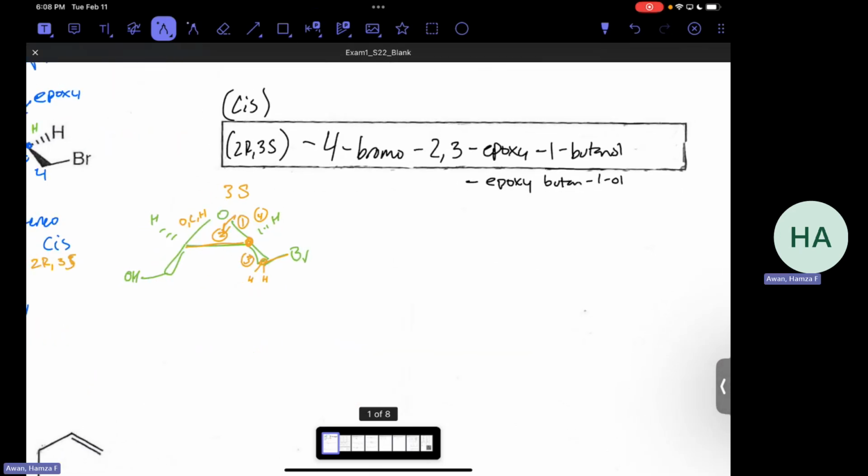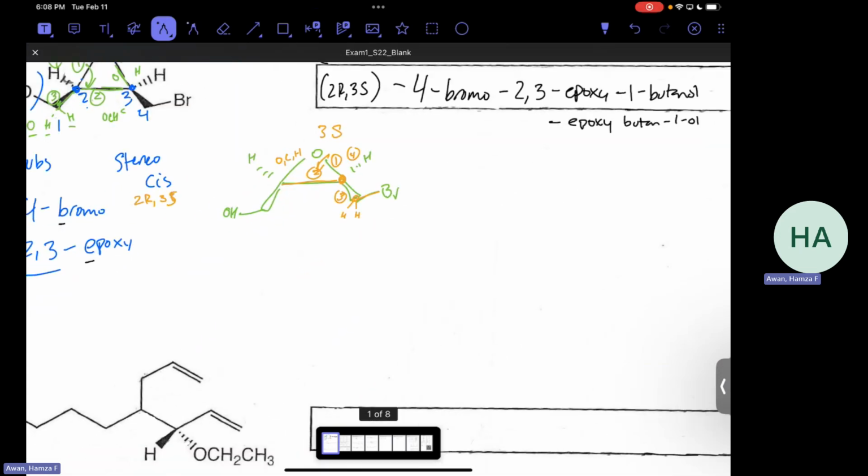And lastly, we'll do the other naming. So I'll redraw it again. Damn, running out of space.